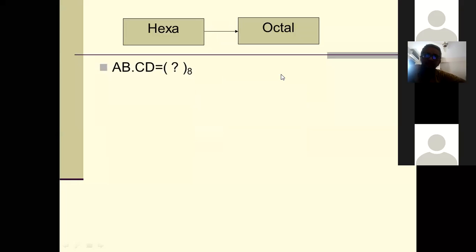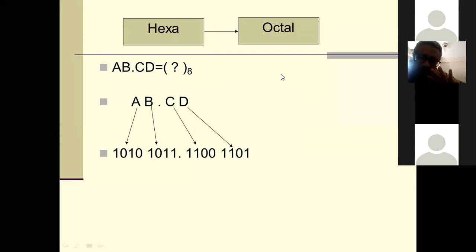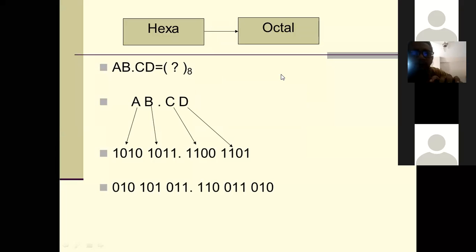You cannot convert a hexa number into an octal number directly. You need to convert it to binary first. How can you convert from hexa to binary? Do you know it? Have we already learned it? How to convert hexa to binary? Yes, sir. 4 bit. And if you arrive at the point of binary, then you can convert it into octal easily. How?